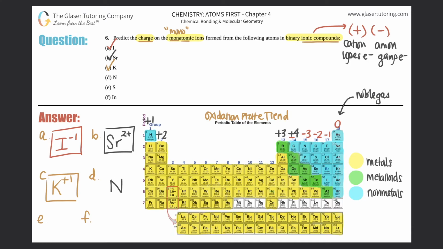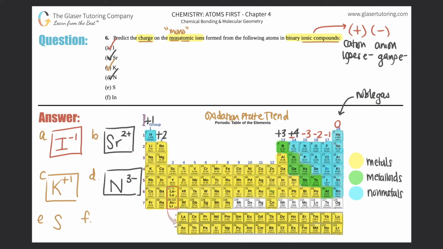Next one, D, nitrogen. Nitrogen has 7 total electrons. According to this trend, it wants to gain 3 because it's a minus. And if I gain 3 electrons, 7 becomes a 10. And you're at a noble gas. So this would be a 3 minus or a -3, whatever you choose. That would be the answer for D.